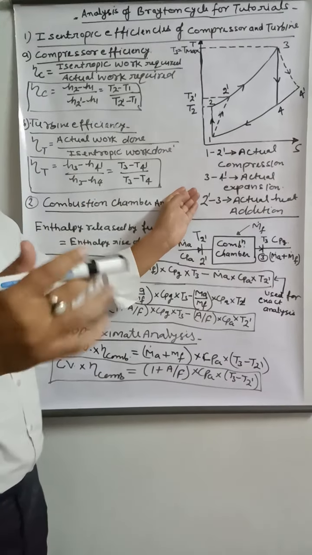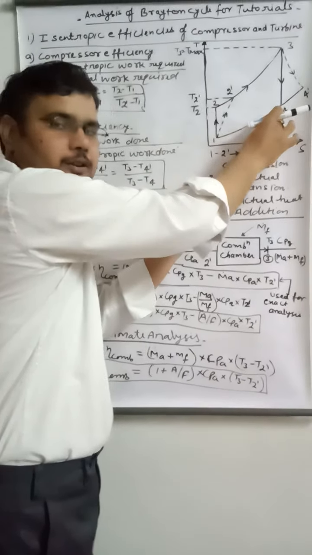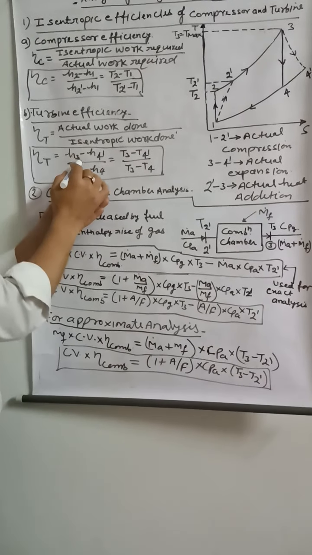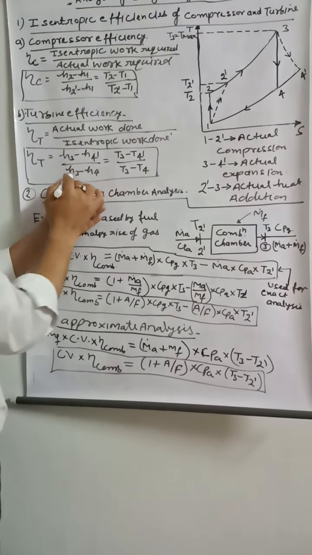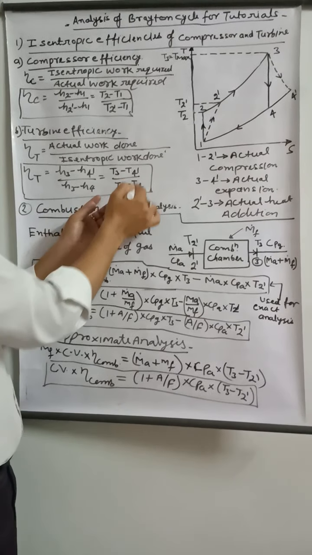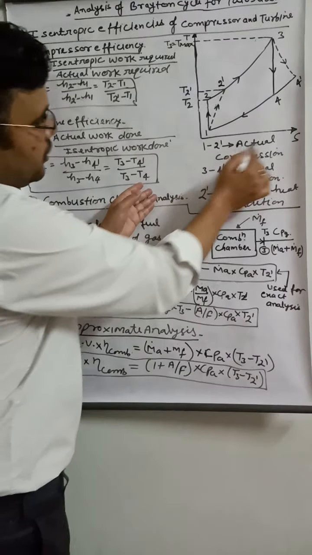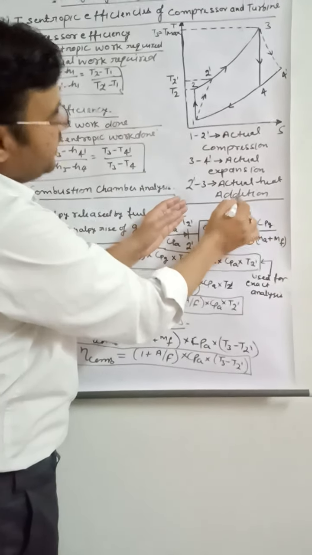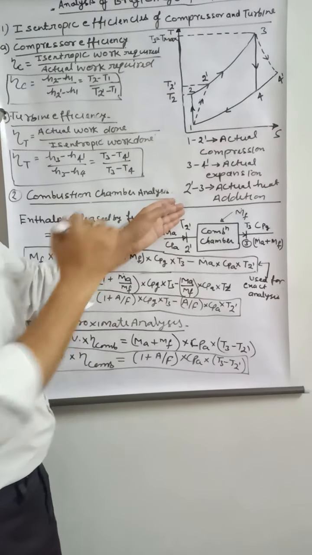That is why, what is the efficiency? That is the actual work obtained upon the isentropic work obtained. So this is equal to actual work done upon isentropic work done: enthalpy at point 3 minus enthalpy at point 4 dash upon enthalpy at point 3 minus enthalpy at 4, and again you can write it in terms of temperature, right? So these are the efficiencies. 1 to 2 dash is actual compression, 3 to 4 dash is actual expansion, 2 dash to 3 is actual heat addition. Very important. We will discuss it later.